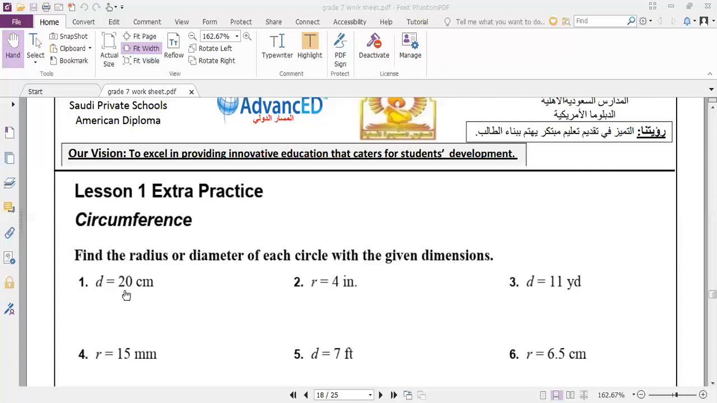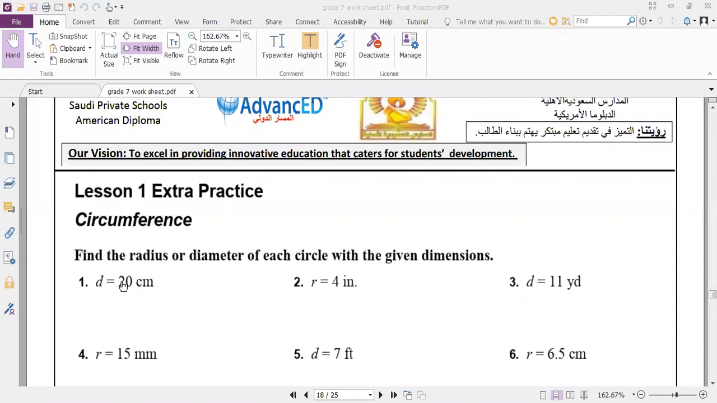If he gives me the diameter is equal 20, we said before that the diameter is equal double the radius. So if you have the diameter 20 and you need the radius, we will divide this number over 2, because here I need the radius only. So the radius is half of the diameter, like that.